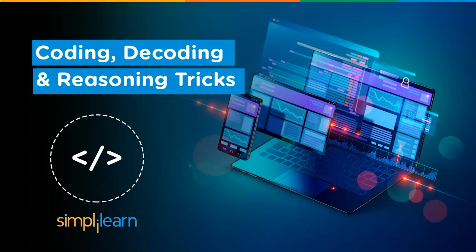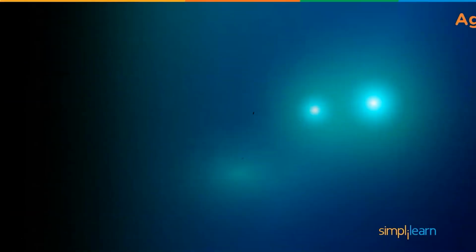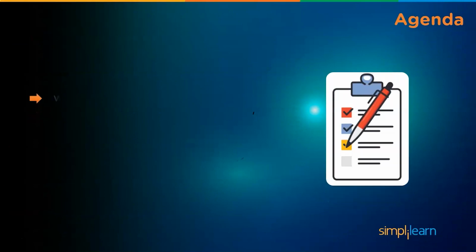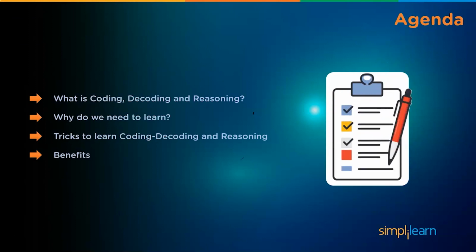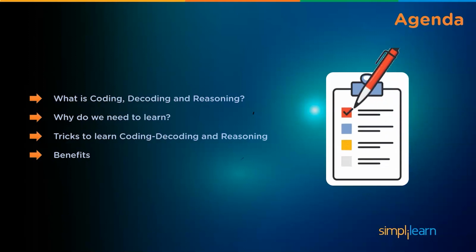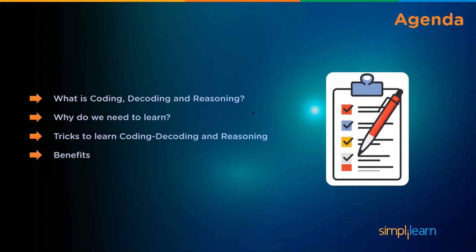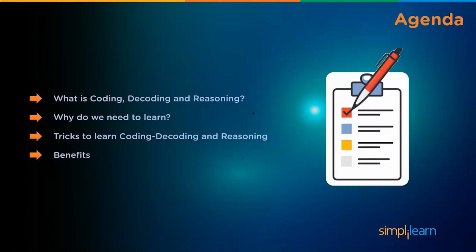Before we begin, let's take a quick look at the agenda for today's discussion. First, we will begin with learning what coding, decoding and reasoning is. Then, we will walk through learning why we need these. After that, we will dive deep into learning some of the important tips and tricks of coding, decoding and reasoning. Followed by that, we will wind up the session by discussing some of the important benefits of learning coding, decoding and reasoning. Now, let's dive into the session.